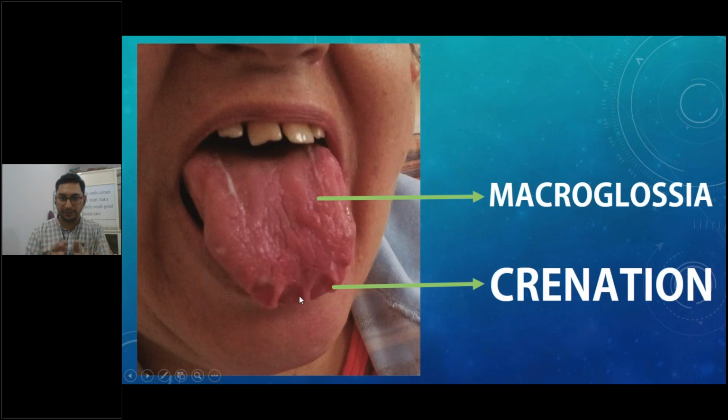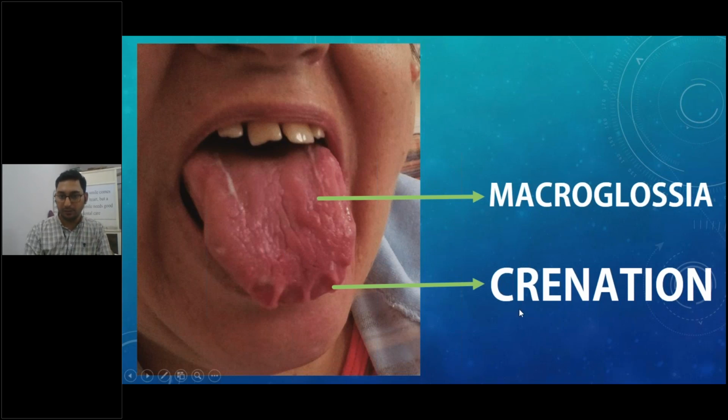So basically, because the tongue is growing and the teeth are stable, these crenations are because of the teeth present in the jaw, which leave indentations on the lateral border of the tongue. So whenever the word crenation is used for the tongue, assume it is macroglossia.